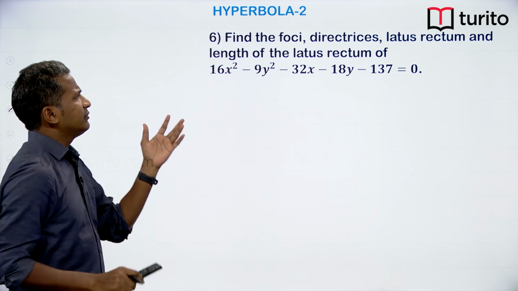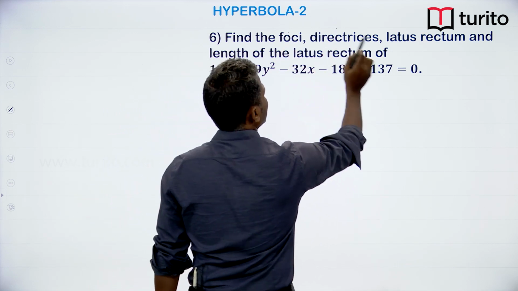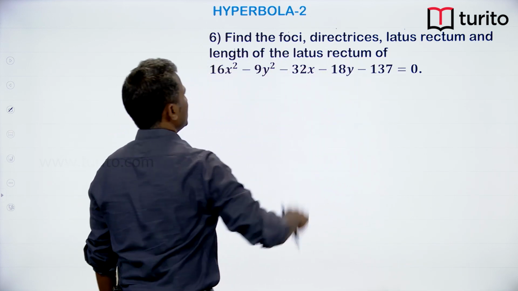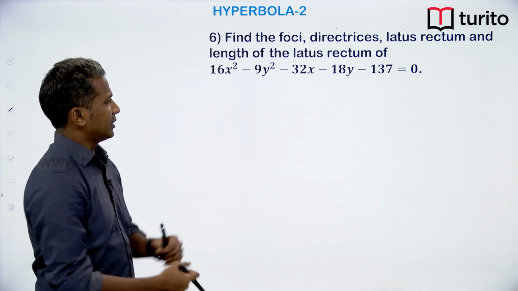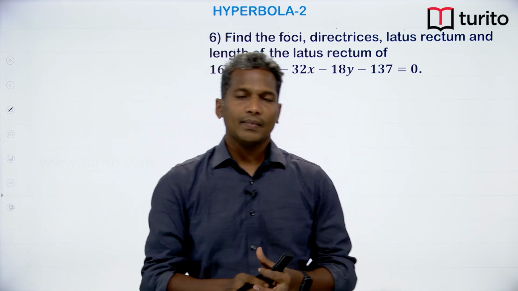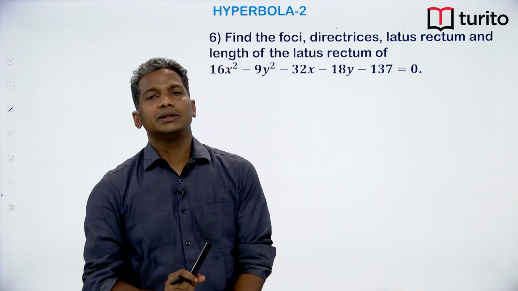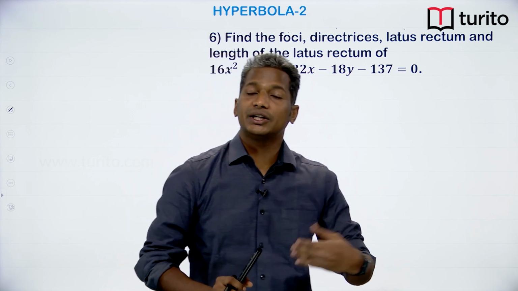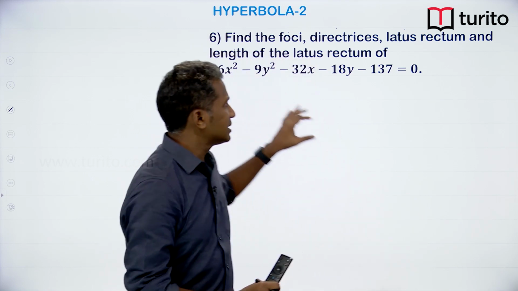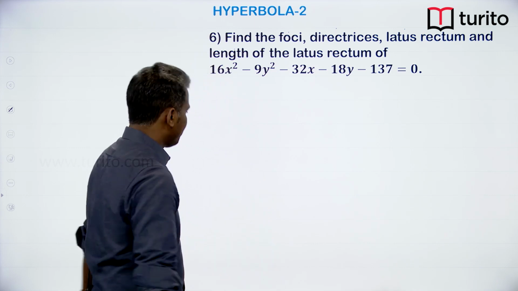So, here one equation is given, we have to find foci, directrices, latus rectum and length of the latus rectum of this given curve. So, whenever you face a general equation, what is your approach? In ellipse we have already learned, but in hyperbola we are yet to learn, but still this question is there. So, in this your thought process shall be like this.